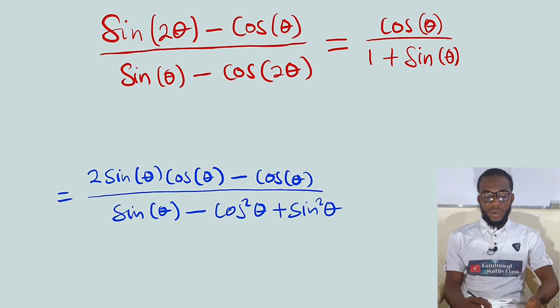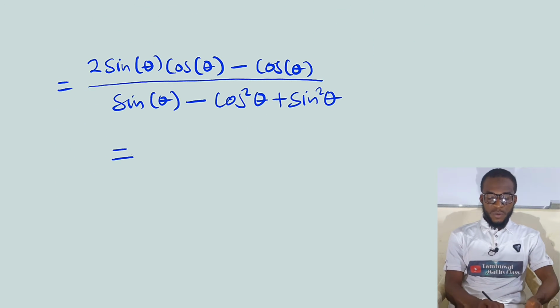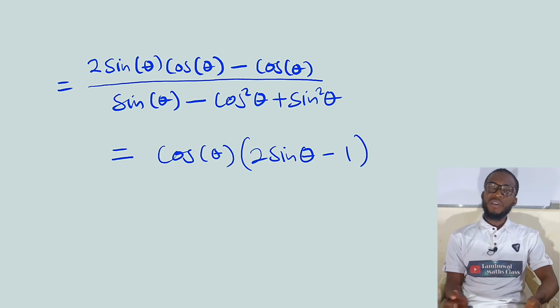From the top, you can see we have cos in common, so we can factor out cosine theta. So this is equal to cos theta multiplied by 2 sine theta minus 1 if you factor out cosine theta.